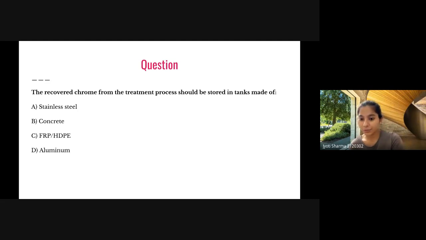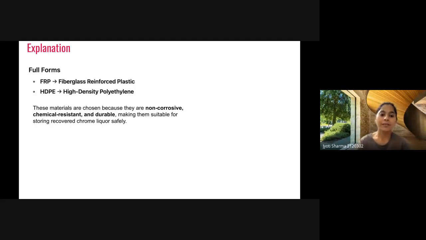Okay, so you both gave me the full form of HDPE, that is high density polyethylene. Yes, and FRP is fiberglass reinforced plastic. And why are we selecting this material? Because these are non-corrosive, chemical resistant, and durable. So these are very suitable materials to store the recovered chrome liquor safely.